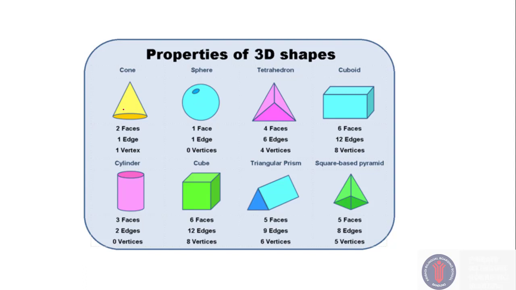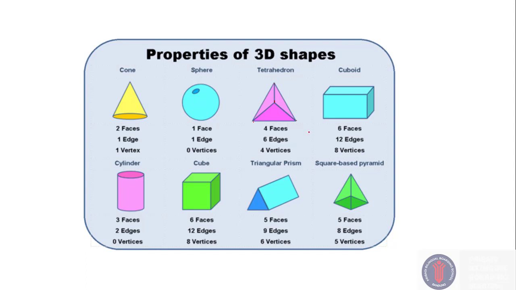You may see the cone has 2 faces, 1 edge and 1 vertex. Sphere has 1 face, 1 edge, and 0 vertices. Tetrahedron has 4 faces. All of them are triangles. It has 6 edges and 4 vertices. 1, 2, 3, 4. 4 vertices.